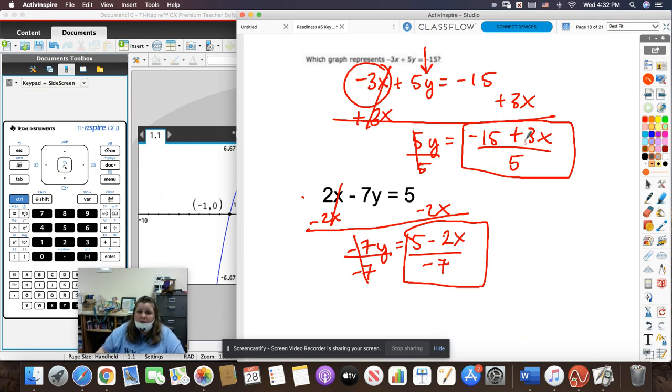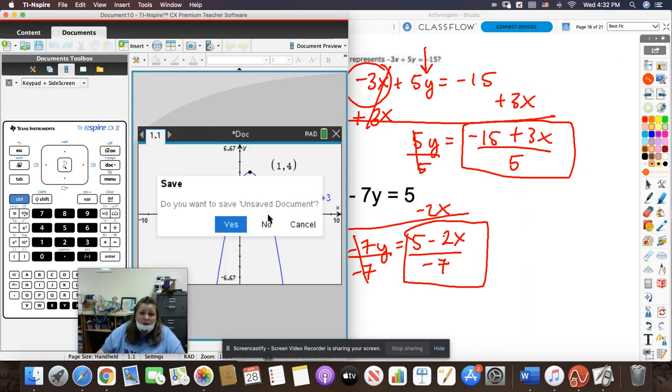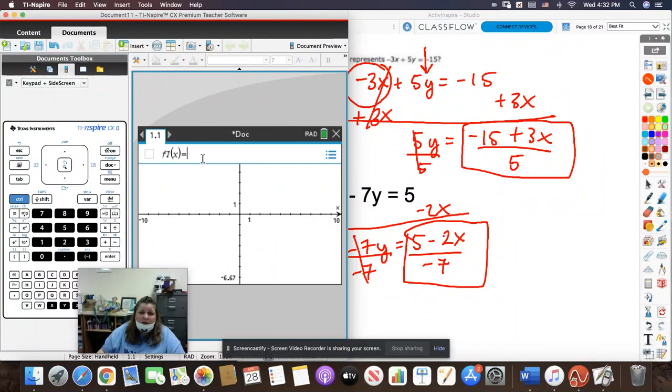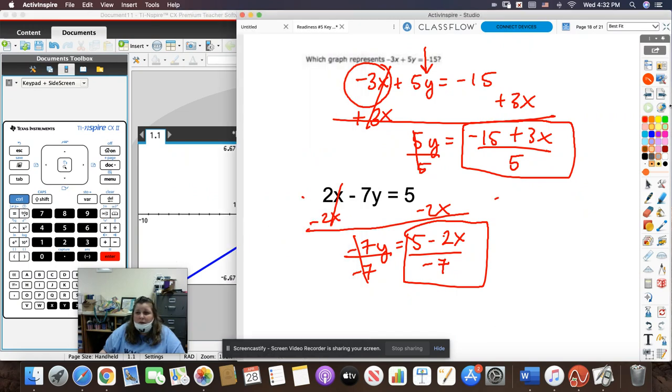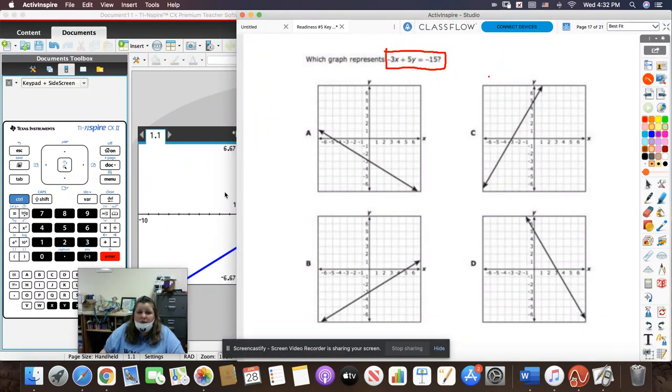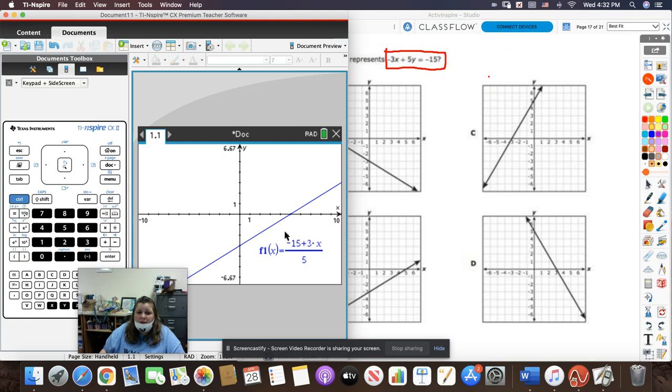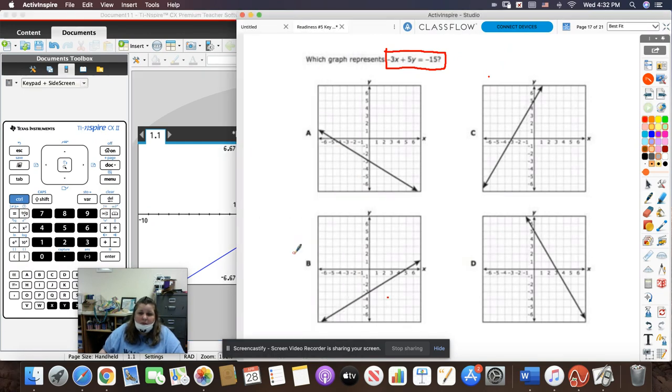So let's go back up to this one real quick, because we didn't actually finish answering the question. We would go to the calculator, new document, save changes, add the graph, control, divide, negative 15 plus 3x over 5, enter. Then I go back here and match it to the graph. And these two match, so there would be my answer.